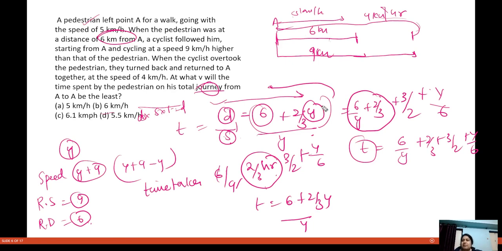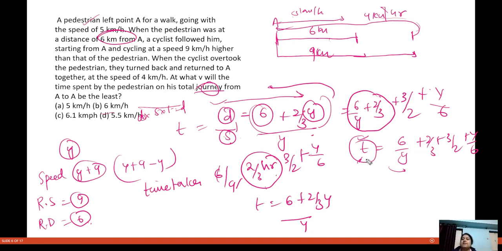What is maxima and minima? Maxima and minima is nothing but, see, you are given this variable, time is the variable here, because we want to find the least amount of time, or the speed at the least amount of time. This time is dependent upon the speed of the pedestrian, because if he travels faster, then only the time will be minimum.